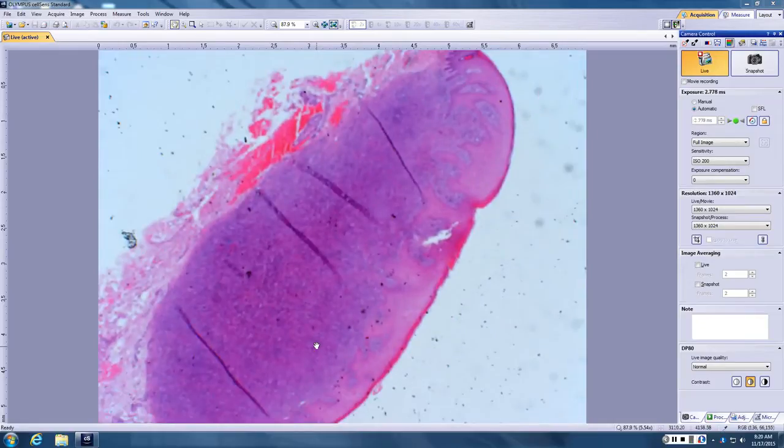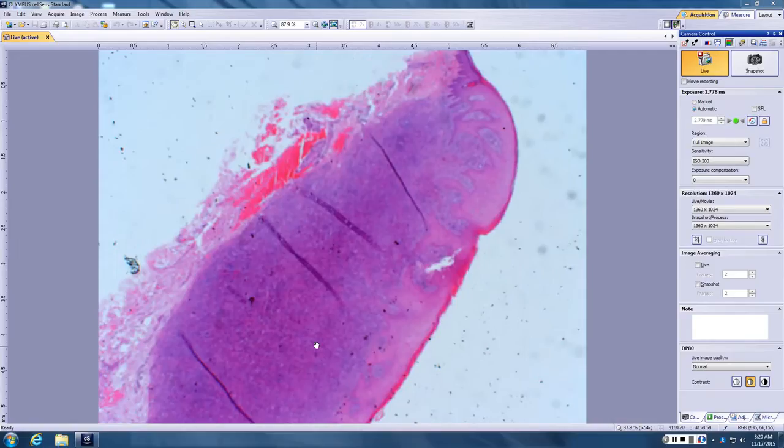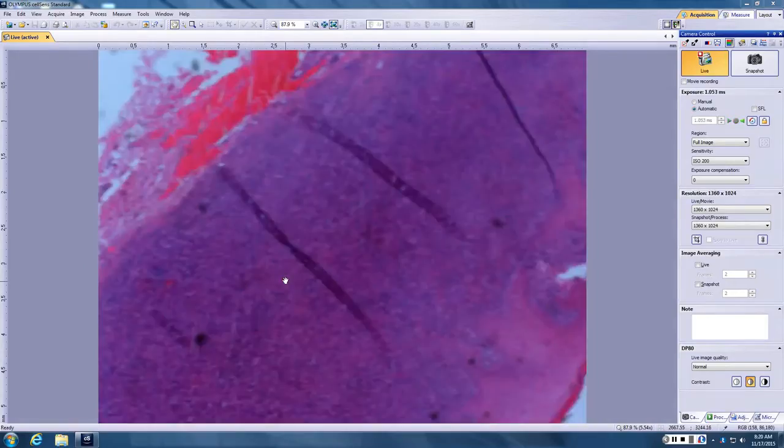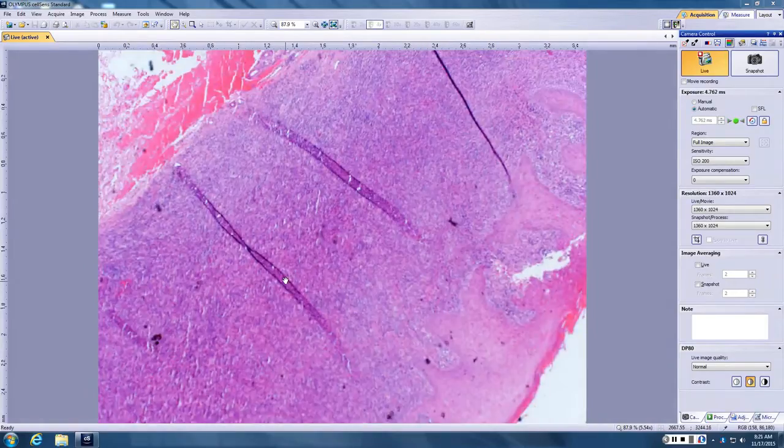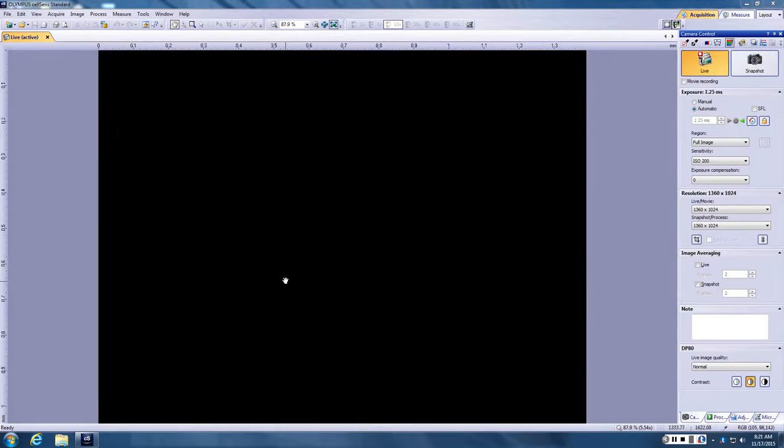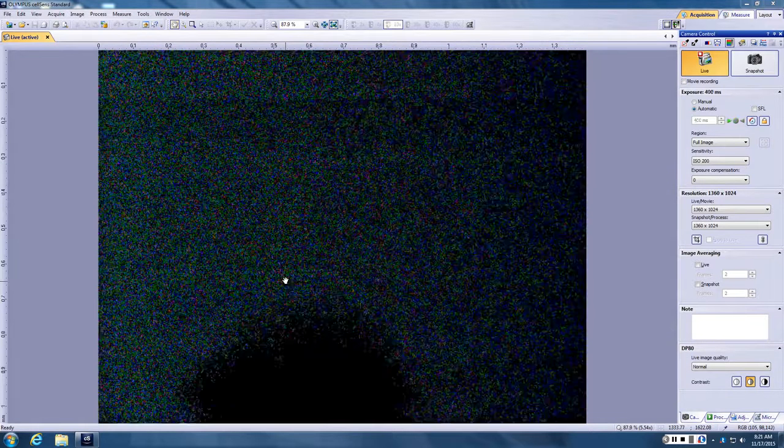Alright, so we have a superficial dermal nodule here abutting the epidermis. Dermal nodule abutting the epidermis. Very good description. Let's see what the nodule is composed of.